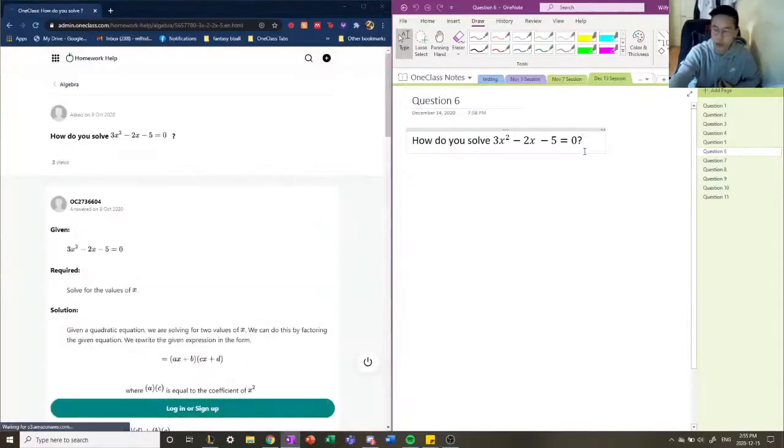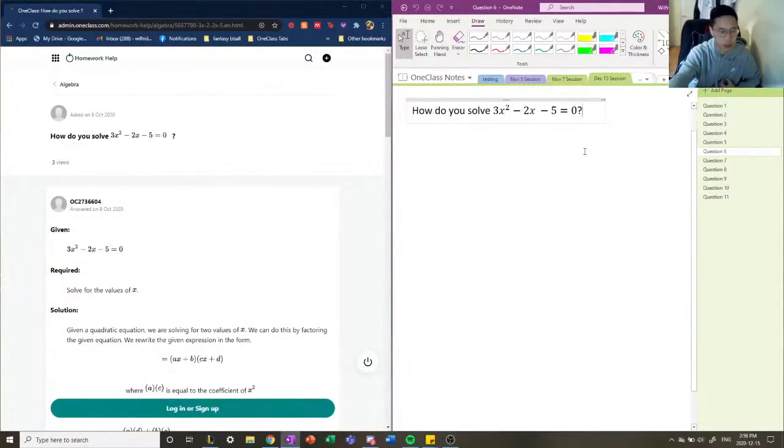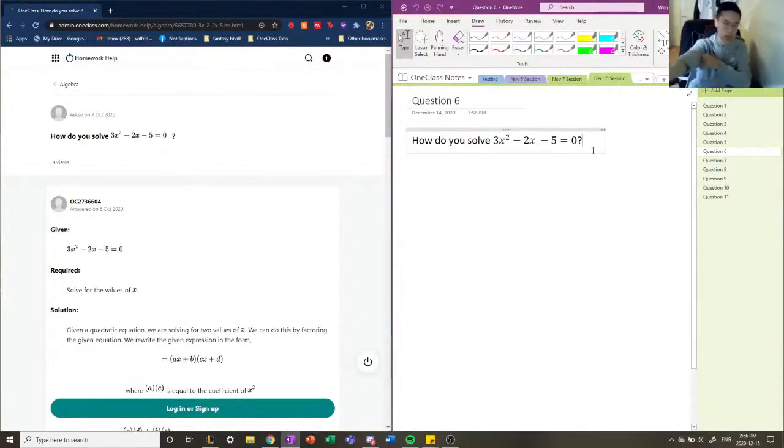Right, so we just talked about factoring. And so this next question is going to use that technique too. The question reads, how do you solve 3x squared minus 2x minus 5 equal to 0? Okay, so this question is asking us to find the values of x which will make this equation true. So what values of x will make this left-hand side equal to 0? And we're going to do that by finding the factors of it.